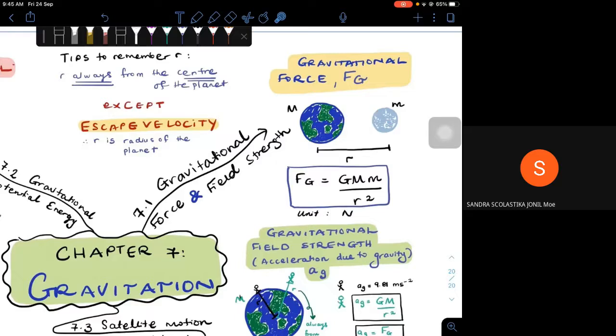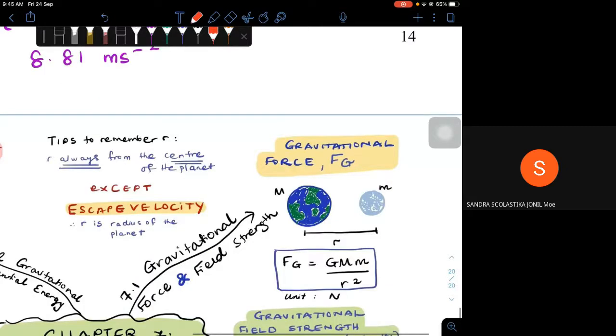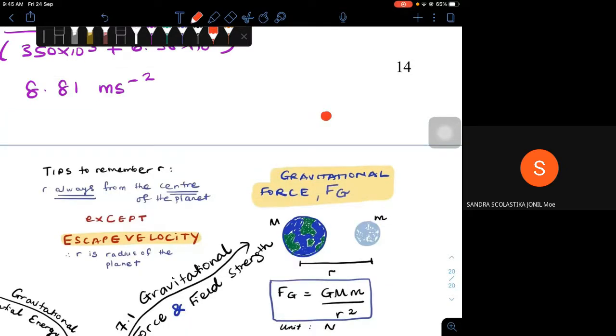Miss pernah ajar kamu macam mana nak label, kan? Kalau kita ada objek 1 dan objek 2, kita nak labelkan FG dia. Ini akan jadi F2 on 1, ini akan jadi F1 on 2. Yang 1 tu, yang belakang tu, kita lukis arah dia. 2 ni pun lukis arah dia. Okay, faham? So itu pentingnya direction.